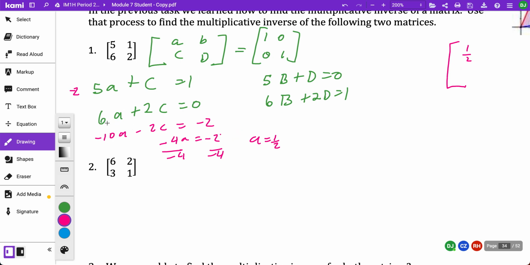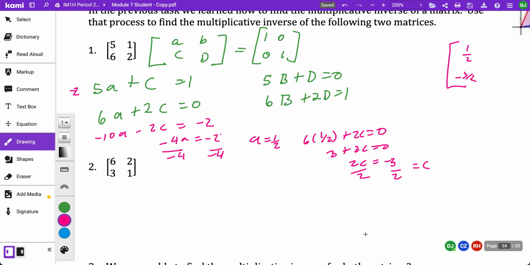I see that 6 is even, so I like that one better. So 6 times 1/2 plus 2C is equal to 0. 3 plus 2C is equal to 0. 2C equals -3. So when I divide both sides by 2, I will get C equals -3/2.